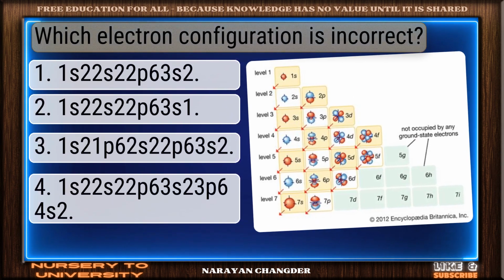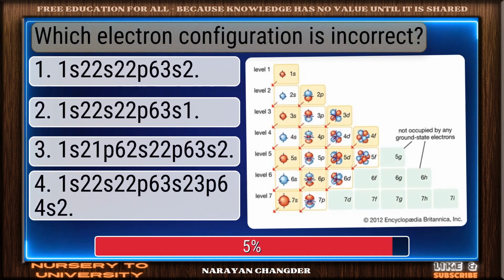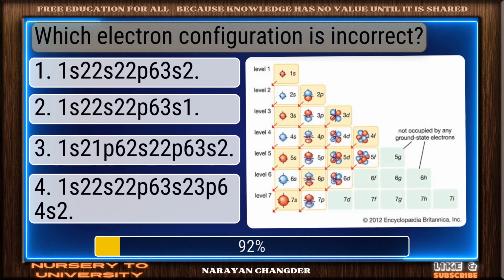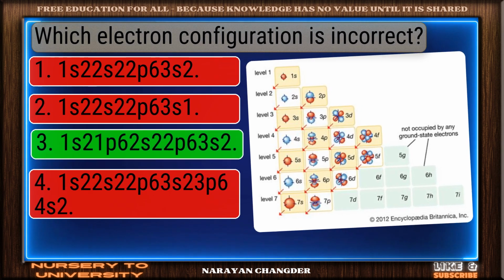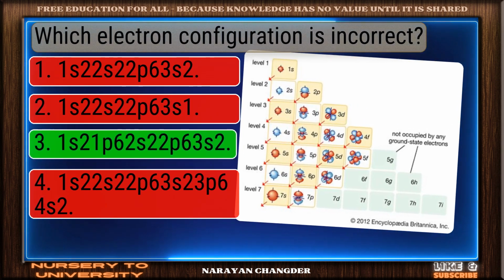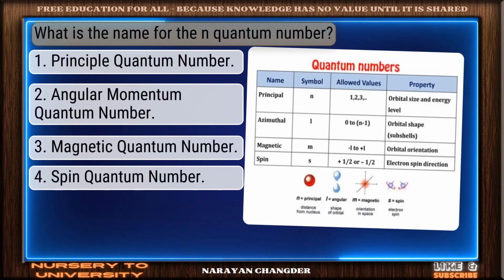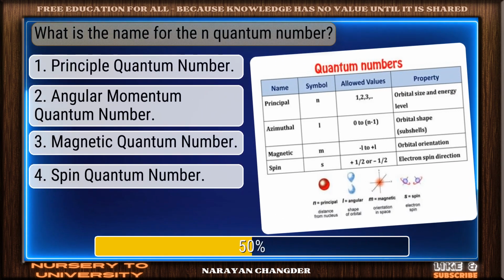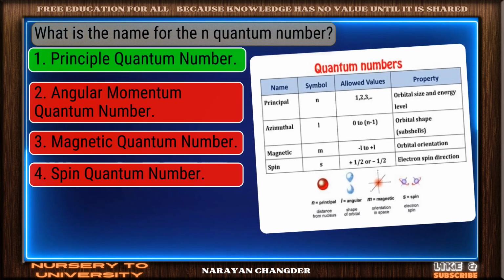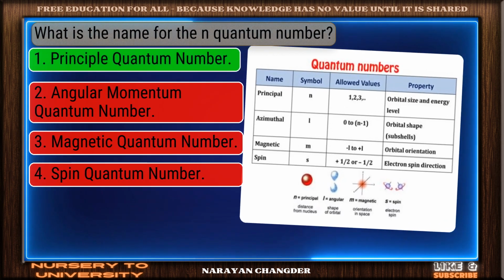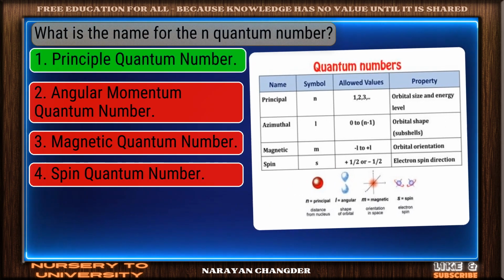Which electron configuration is incorrect? 1s2 2s2 2p6 3s2 is the accurate answer. What is the name for the n quantum number? Good job. Your answer, principal quantum number, works well here.